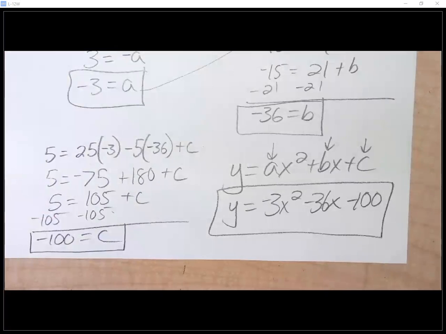You can always double check. You can take any of your original 3 points, plug in the X value, and see if it spits out the Y value.